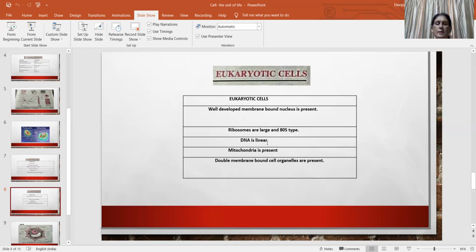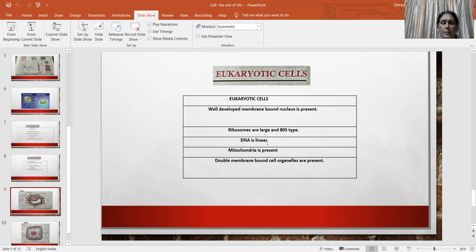And the last one is that all double membrane bound structures are present in the eukaryotic cell. What are those membrane bound structures? Those are the Golgi apparatus, endoplasmic reticulum, and mitochondria. In the case of plant cells, chloroplast is there, etc. So these are the differences between prokaryotic cell and eukaryotic cell.